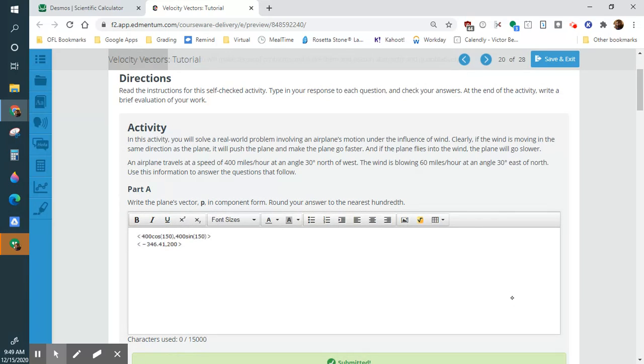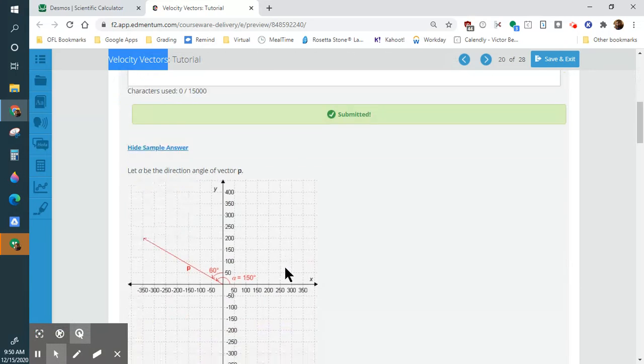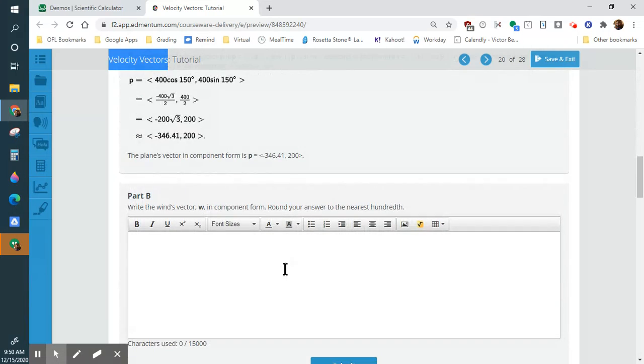All right, so let's kind of draw this. And it is 30 degrees east of north. So here's north, and it is 30 degrees east of north. So east would be this way. So if this is 30 degrees, then we're talking about a theta of 60 degrees.